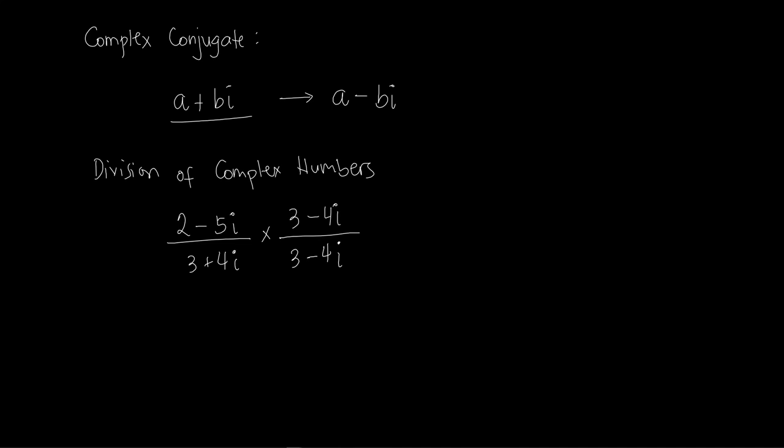So, multiply na to ni. Mahimo na siya og 2 minus 5i multiplied by 3 minus 4i all over 3 plus 4i multiplied by 3 minus 4i. Dili siya squared. Okay, this is positive, this is negative. Okay, so complex conjugate man. Dili siya ma-squared.